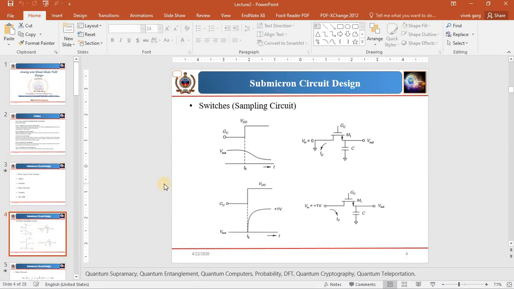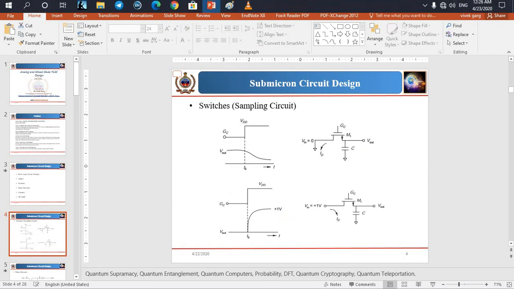And for the switches, first I will cover the sampling circuit. This is the sampling circuit. So before discussing this particular aspect, I will take you through the basic concept behind the sampling circuit, right? The sampling and holding aspect of the sampling circuit, right?